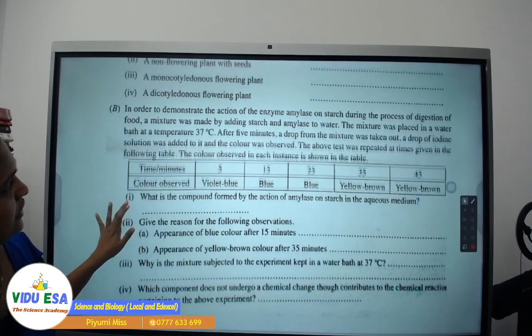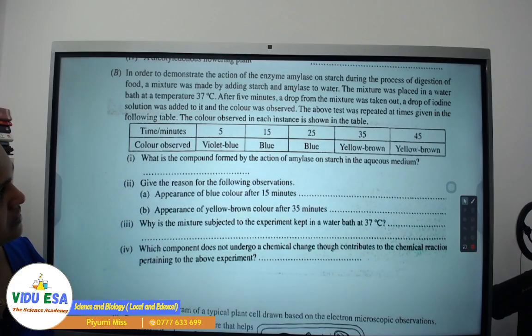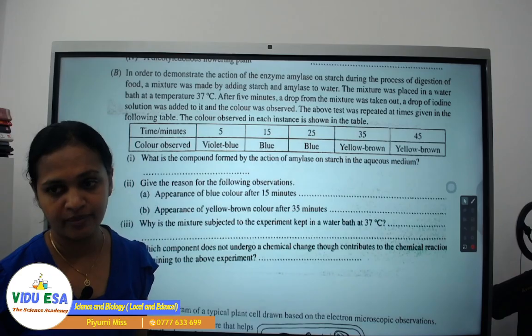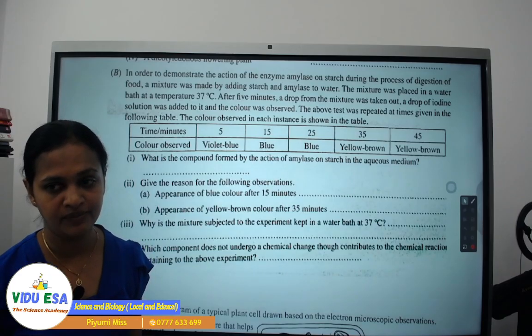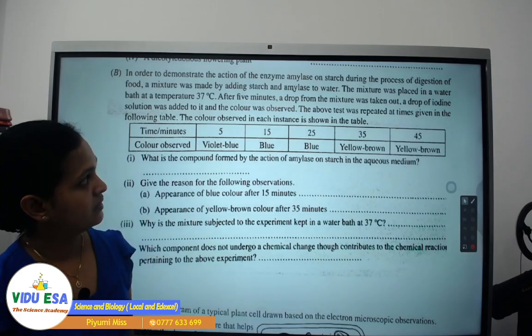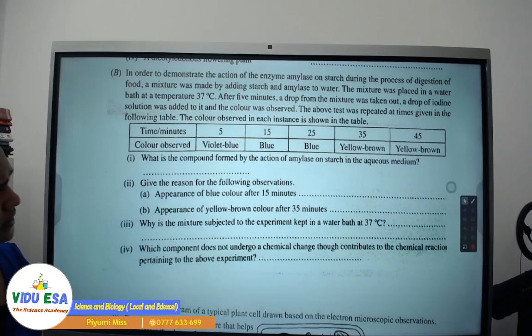In order to demonstrate the action of the enzyme amylase on starch during the process of digestion of food, a mixture was made by adding starch and amylase to water. The mixture was placed in a water bath at a temperature of 37 degrees Celsius. After 5 minutes, a drop from the mixture was taken out. A drop of iodine solution was added to it and the color was observed. You can remember this activity. We learned it to study the action of enzymes. The above test was repeated at the times given in the following table. The color observed in each instance is shown in the table.